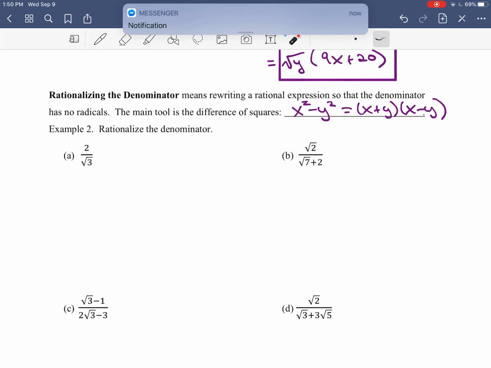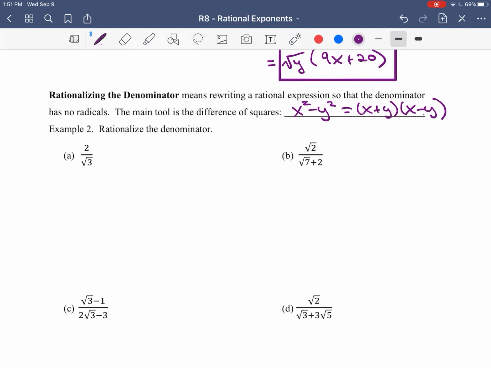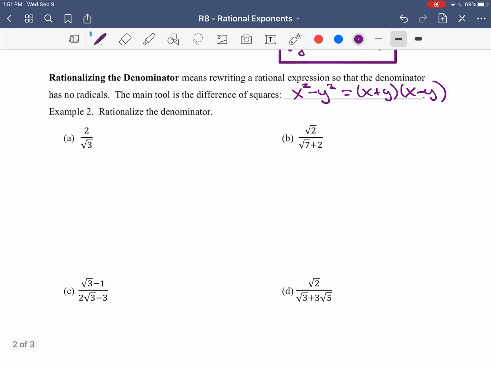I'm going to do A and C again. So for the A, I'm actually not going to use the difference of squares. For part B is where I'm going to use that. So here, I want the denominator so that it doesn't have a root. So what I want to do is multiply by a fancy 1.